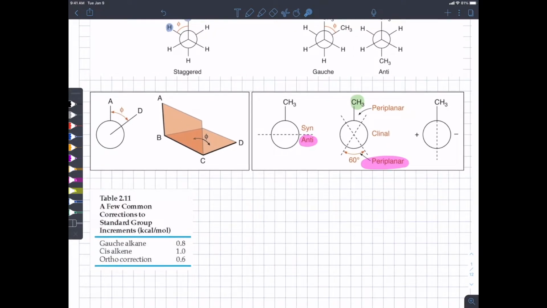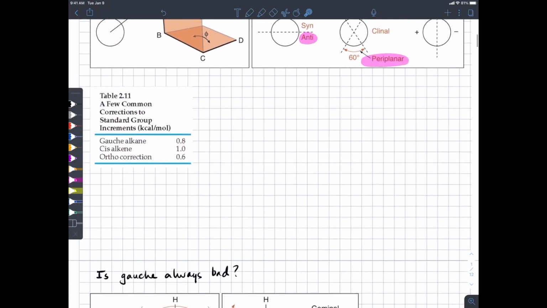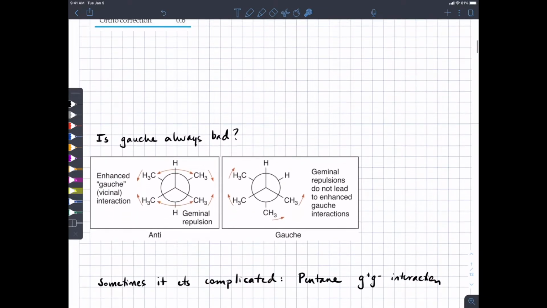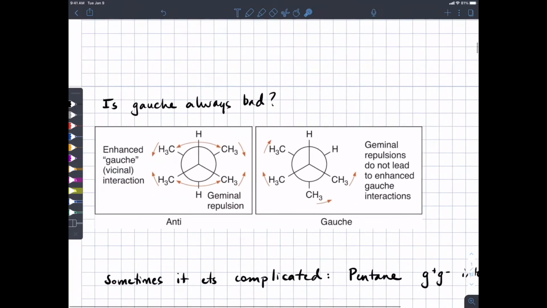Yeah, I think having alkyl groups gauche to each other is also worth about a kcal per mole. One thing your text points out is that gauche is not always bad. So there's this weird molecule, and physical organic chemistry can sometimes devolve into let's make molecules as weird as possible and see what their properties are. So this is an example of that.